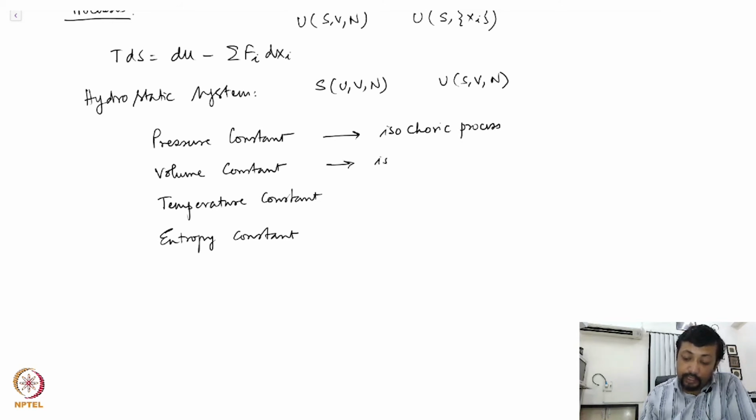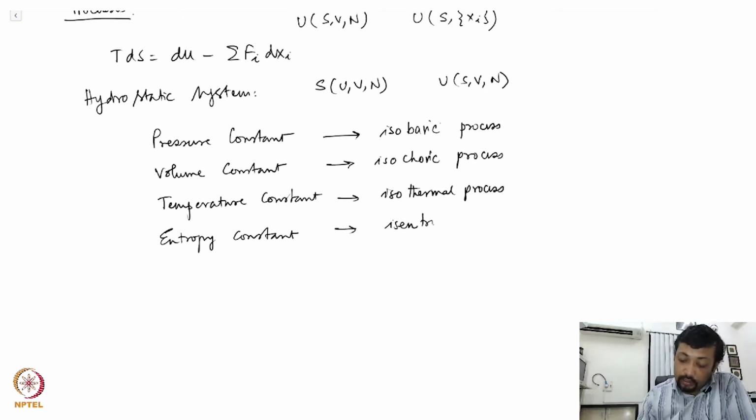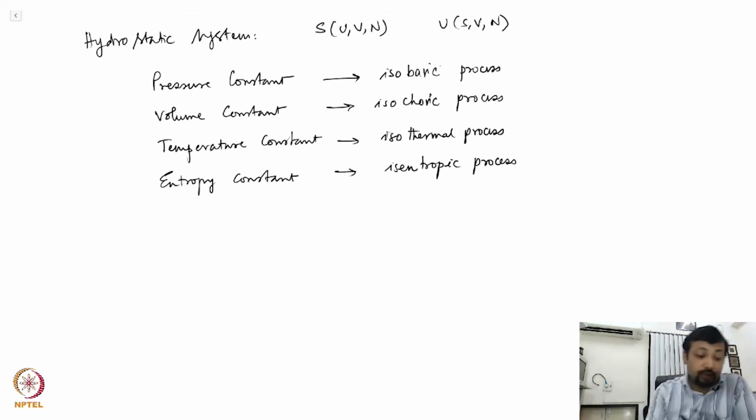This is known as, it's the other way around. This has to be an isobaric process. This has to be an isochoric process. And this is what is called an isothermal process. This is an isentropic process. You have to realize that depending on the thermodynamic coordinates that you choose, these processes look different.